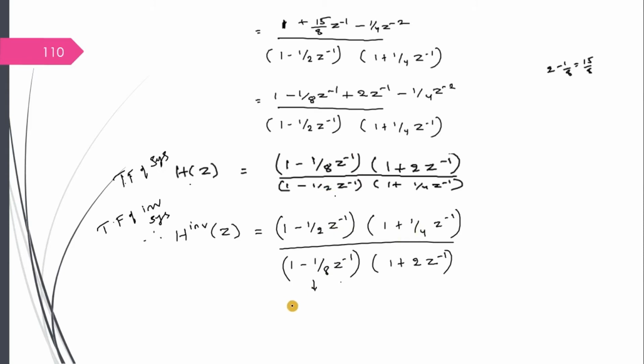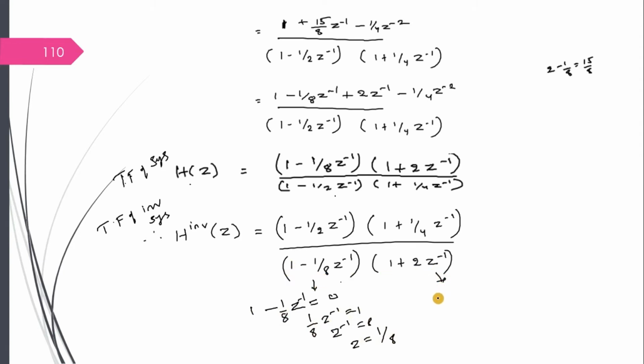The pole here I can directly write. I just equate 1 minus 1 by 8 z inverse to 0. So this one goes to the other side as minus 1, minus minus cancels. I get 1 by 8 z inverse equal to 1. So z inverse is equal to 8, z is equal to 1 by 8. This is the pole of the first one.